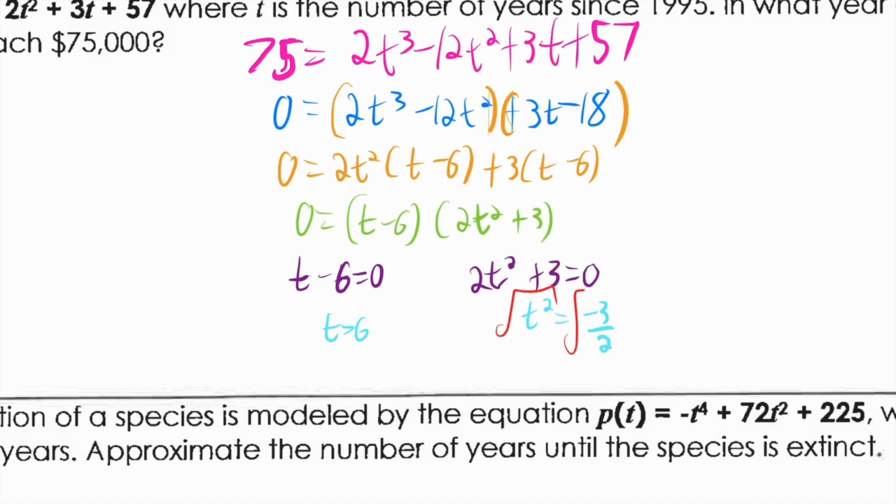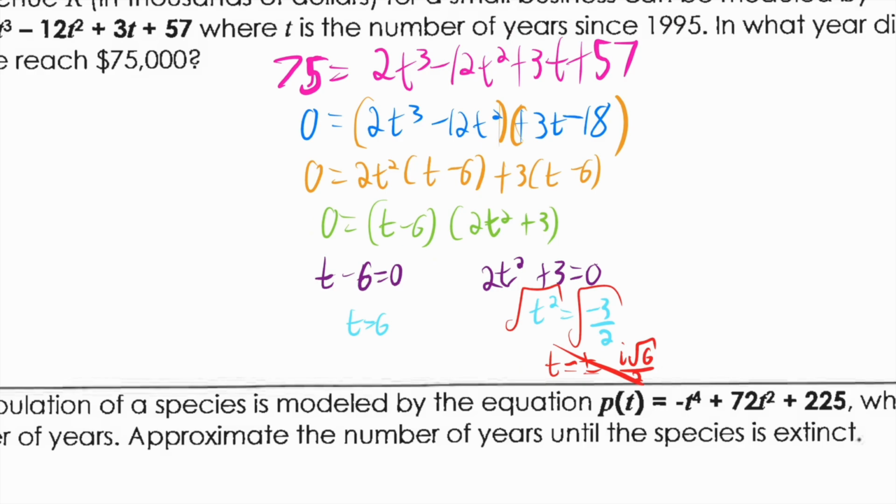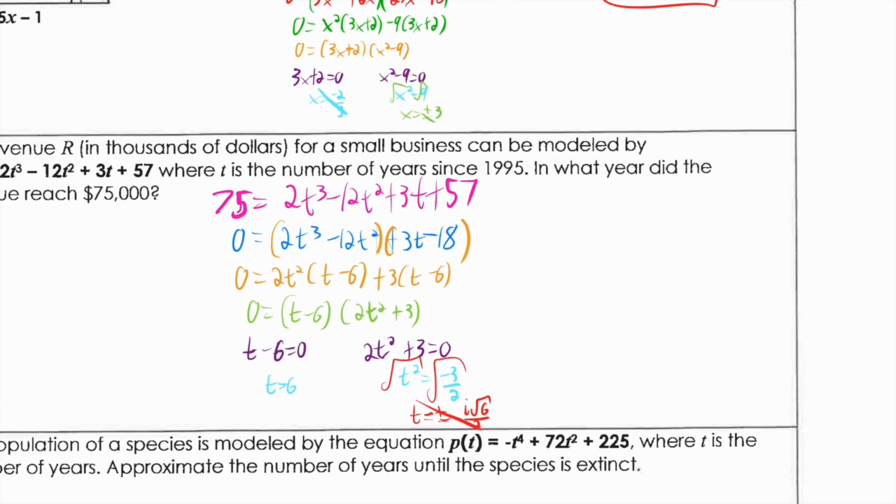If we were to square root this one, we'll notice we get 2 imaginary solutions, which can't be the answers. It ends up being, in case you're curious, plus or minus, after we rationalize it by multiplying by square root of 2 over square root of 2 and all of that business, i square root 6 over 2. But once again, can't be those because you can't have imaginary years. And so the answer then is 6 years. We asked what year did the revenue reach 75,000, and it's years since 1995. So 6 years after 1995 is 2001.